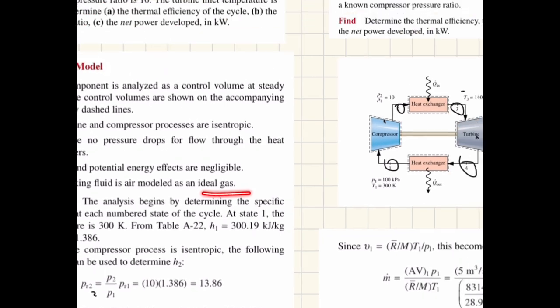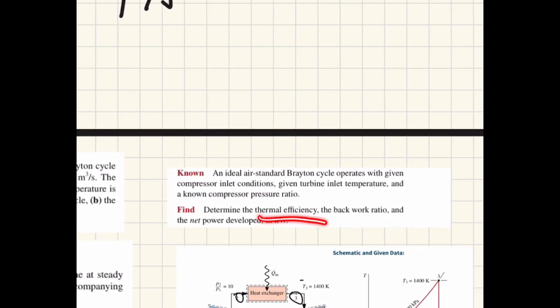Okay, so first, because it's asking us to find the thermal efficiency, back work ratio, and the net power, the thermal efficiency and the back work ratio require us to find the enthalpy at each state.